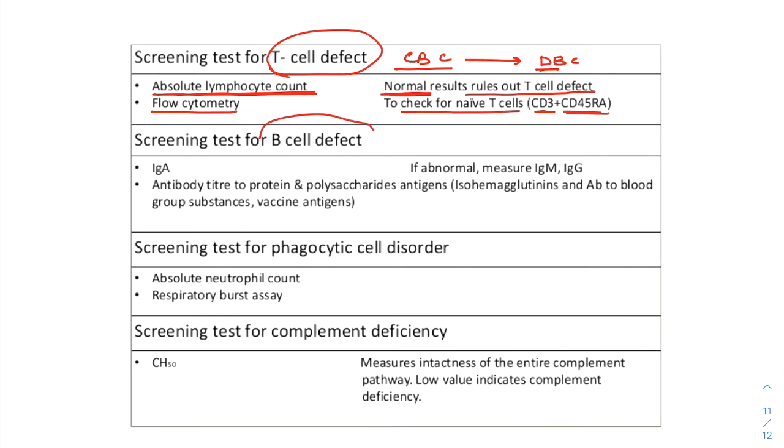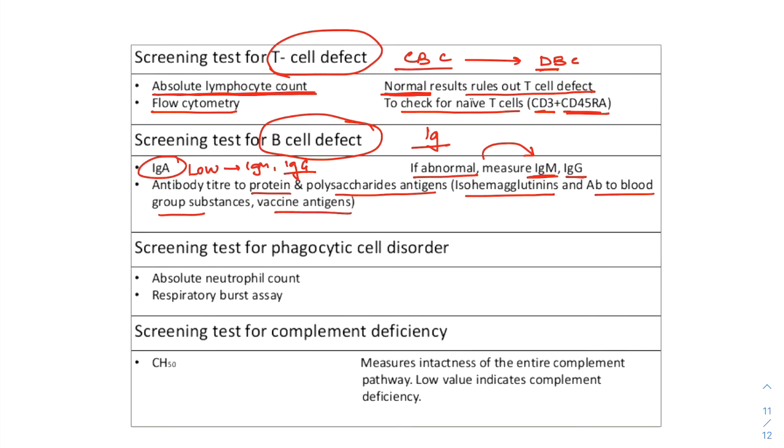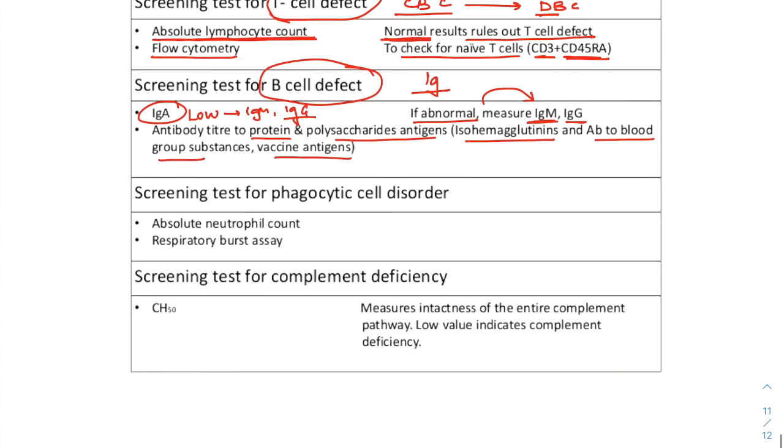Next is the screening for the B cell defect. For the B cell defect, we check the immunoglobulin levels. We first check the IgA levels. If the IgA levels are abnormal or low, then only do we go towards measurement of IgM and IgG levels, right? Antibody titers to protein and polysaccharide antigens, like isohemagglutinins and antibodies to blood group substances and viral antigens, can also be checked in specific disorders.